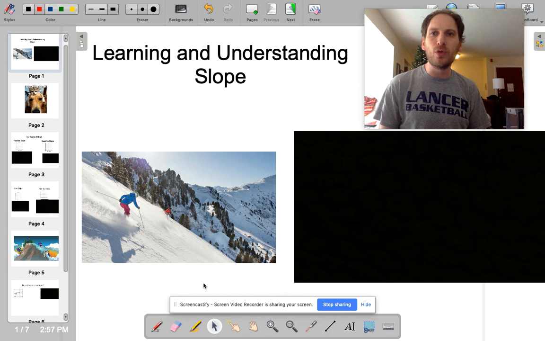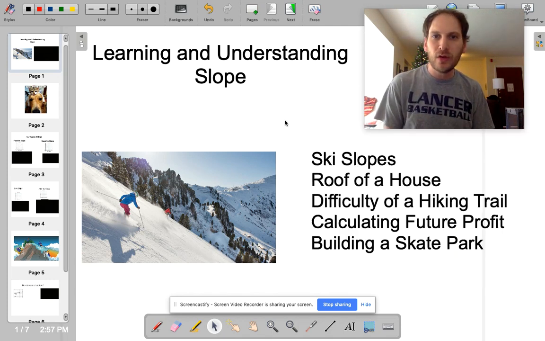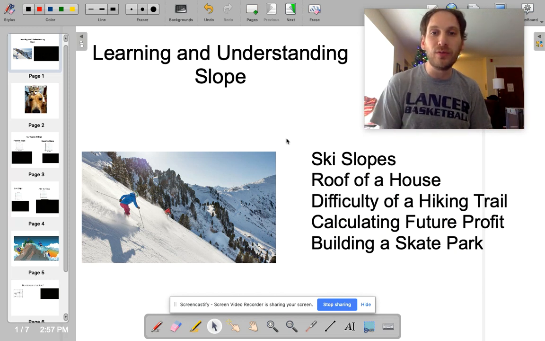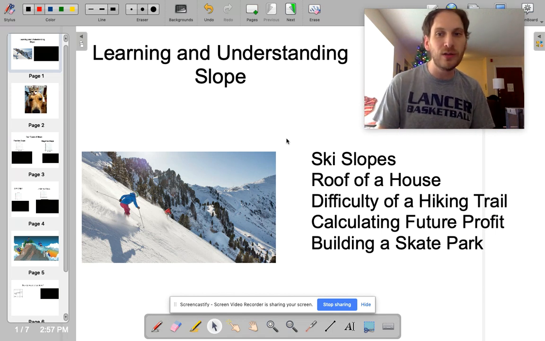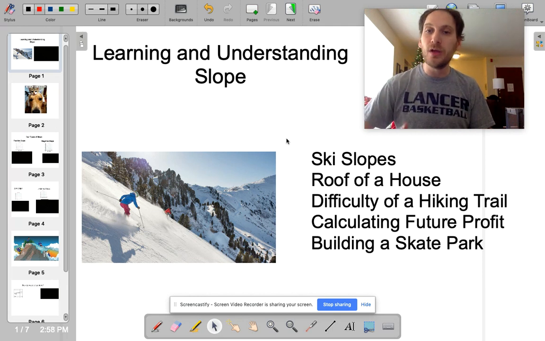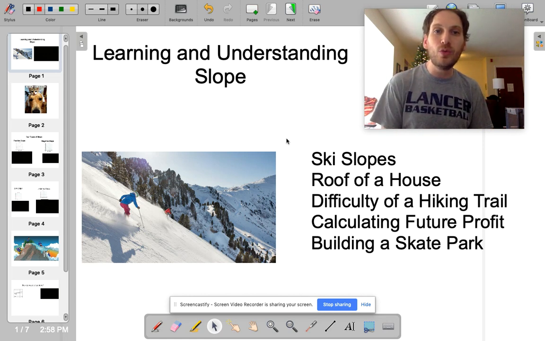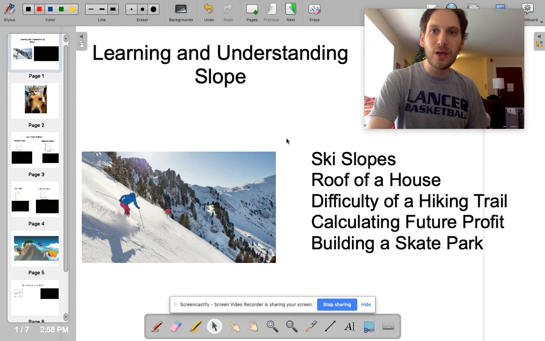A lot of times people will call it steepness or something like that, but there are many, many examples of using slope. For example, we think of things like ski slopes or the roof of a house or how hard a hiking trail is. You can also use it to calculate future profits, things that increase or decrease over time, or maybe you're developing ramps for a good skate park. But this skill is something that you do a lot in real life, but we're going to take that real life application and we're going to put it in a math classroom to make sure you are ready to understand slope as you get into the real world.